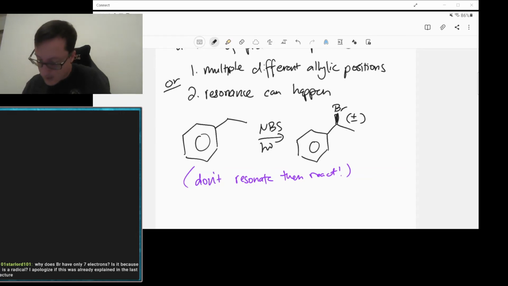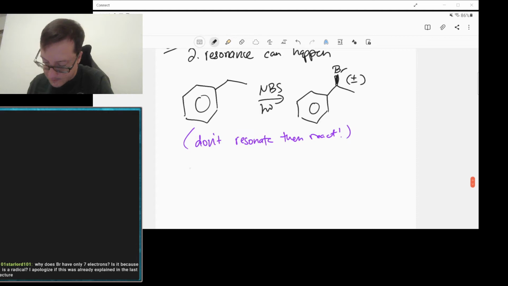Oh well. All right, so that's NBS, N-bromosuccinimide, selectively brominates allylic positions or benzylic positions, and it's a great way to do that because you avoid problems with just plain old bromine or with alkenes.